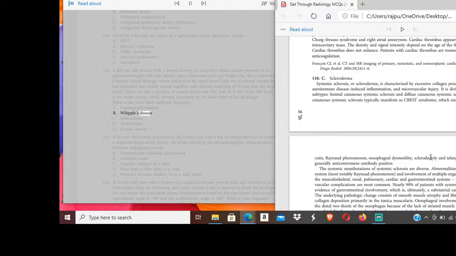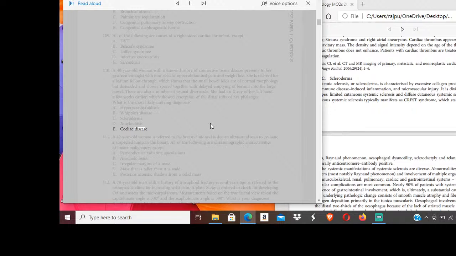A. Hyperparathyroidism. B. Whipple's disease. C. Scleroderma. D. Amyloidosis. E. Celiac disease. 111.